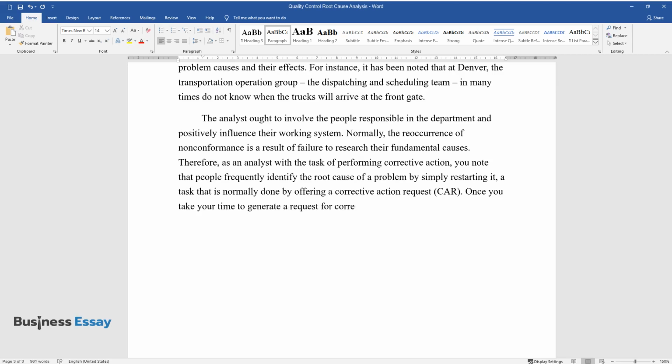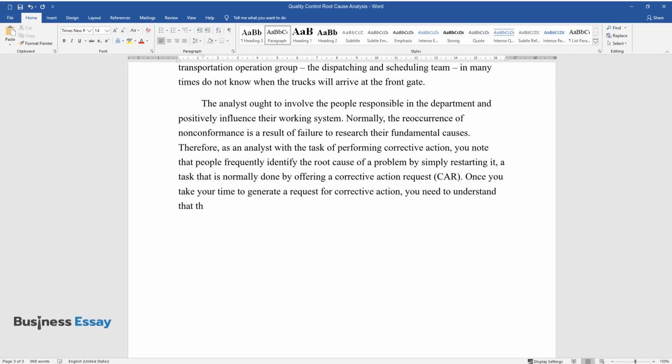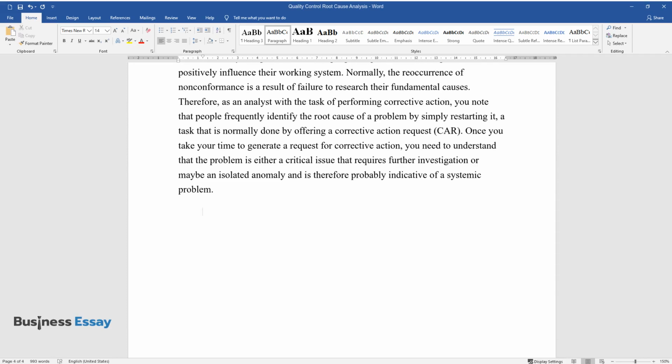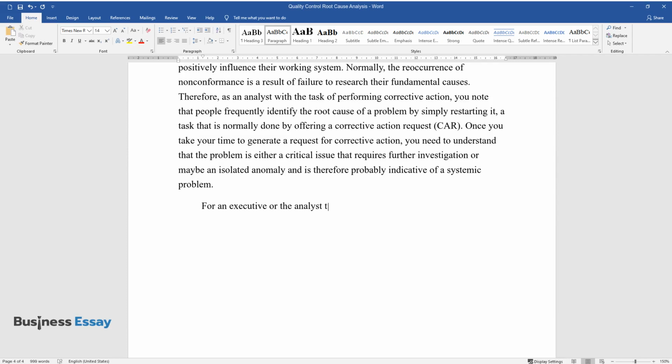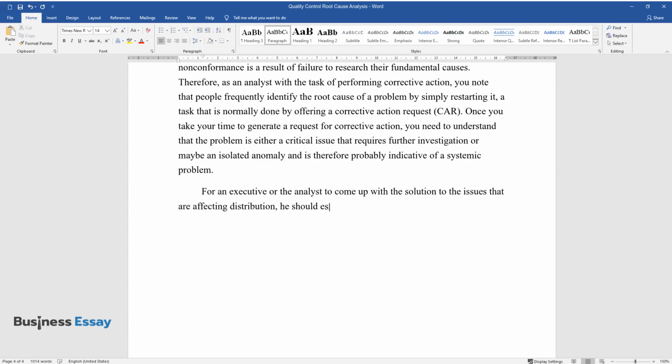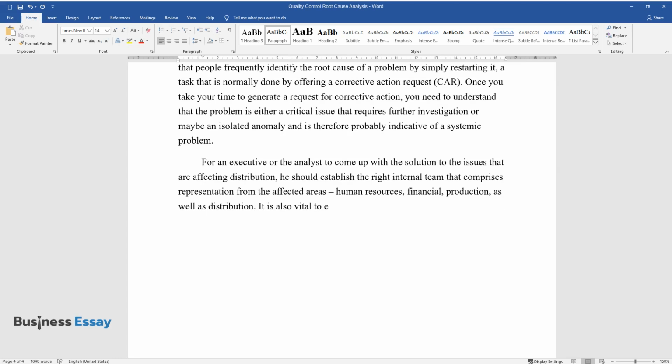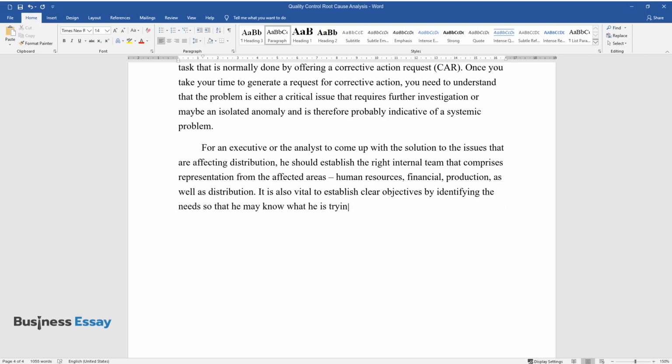Once you take your time to generate a request for corrective action, you need to understand that the problem is either a critical issue that requires further investigation or maybe an isolated anomaly and is therefore probably indicative of a systemic problem. For an executive or the analyst to come up with the solution to the issues that are affecting distribution, he should establish the right internal team that comprises representation from the affected areas, human resources, financial, production, as well as distribution. It is also vital to establish clear objectives by identifying the needs so that he may know what he is trying to accomplish.